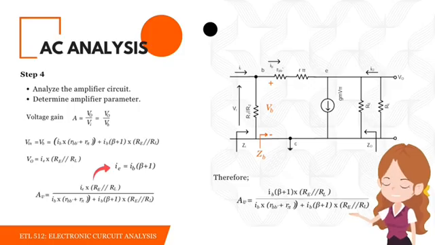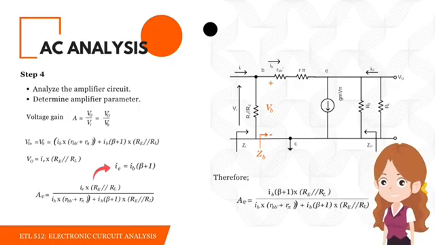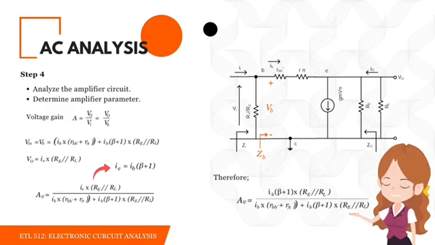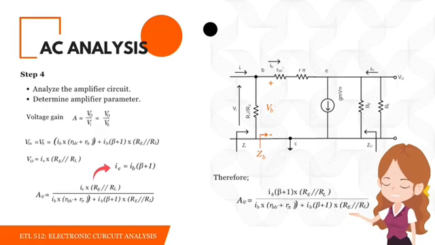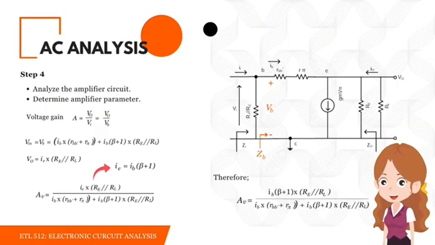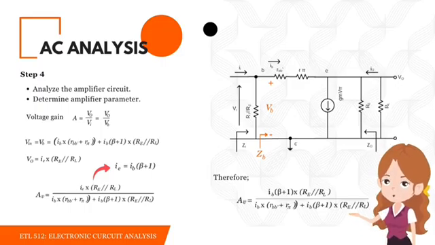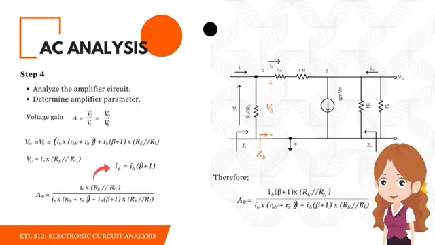First, calculate R pi as beta plus 1 times Re. That's 100 plus 1 times 25, giving 2,525 ohms. Now substitute into the formula. After simplifying, we get the voltage gain equal to about 51.85. That means the amplifier provides roughly 52 times voltage gain in this common base configuration.